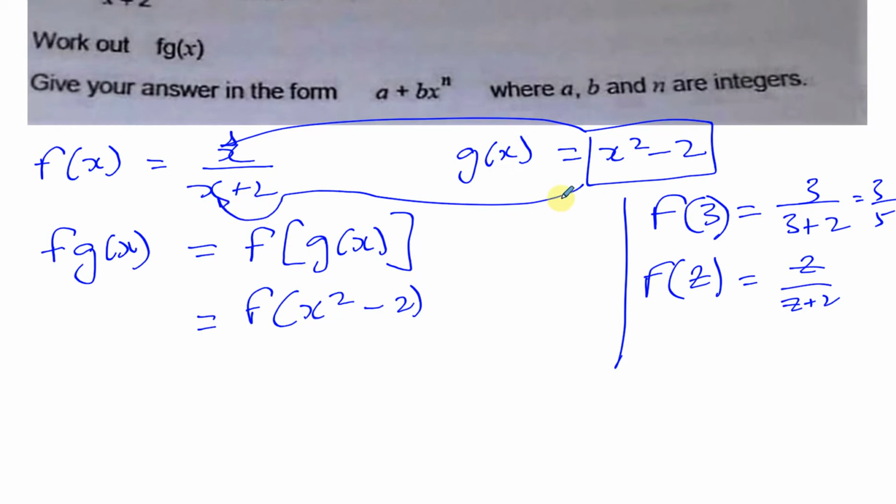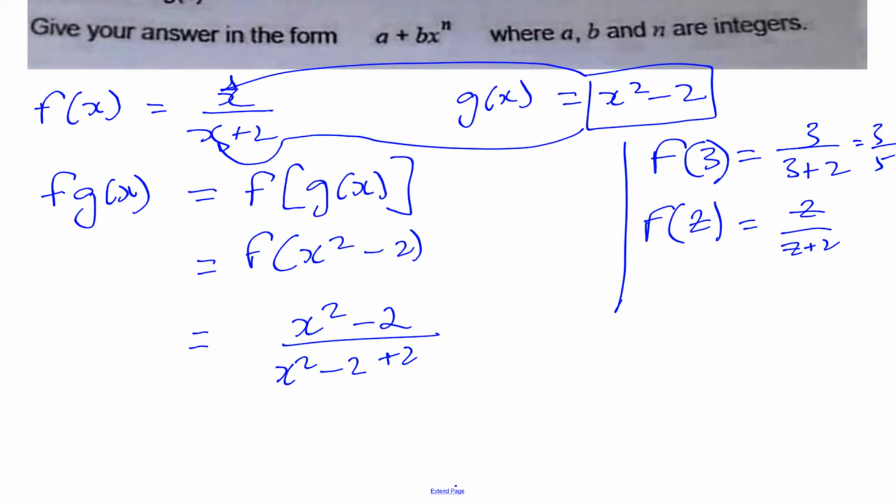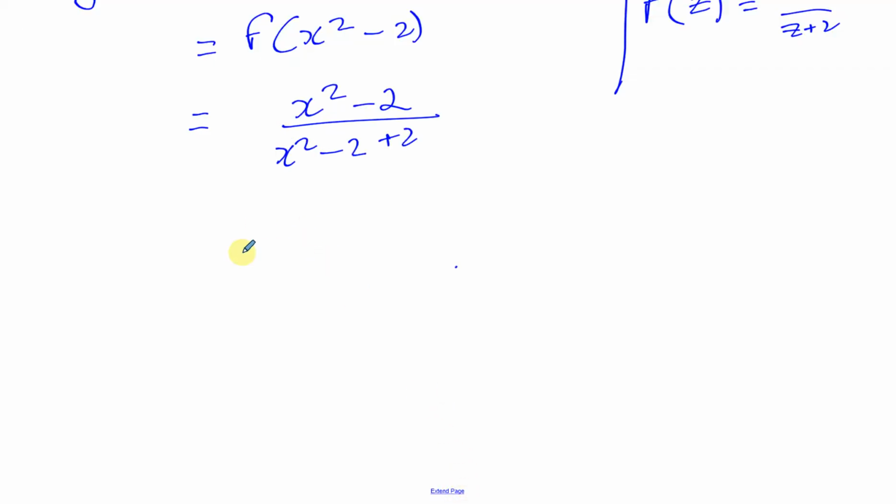So I've got to replace that x with x squared minus 2 and replace this x with x squared minus 2 as well. So this is going to be x squared minus 2 over x squared minus 2, that's the x part, and then plus 2. Okay, so this leaves me with x squared minus 2 over x squared.